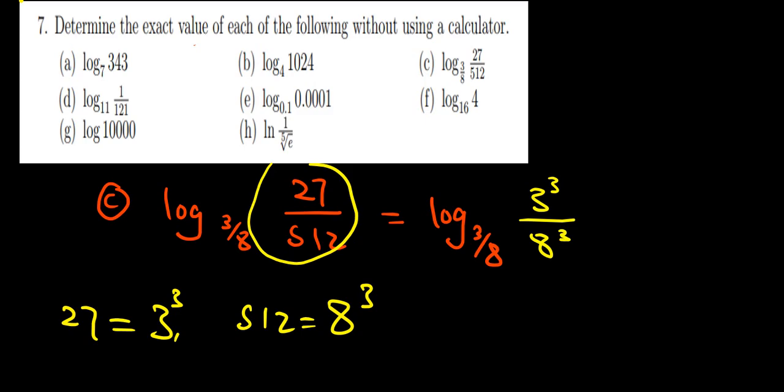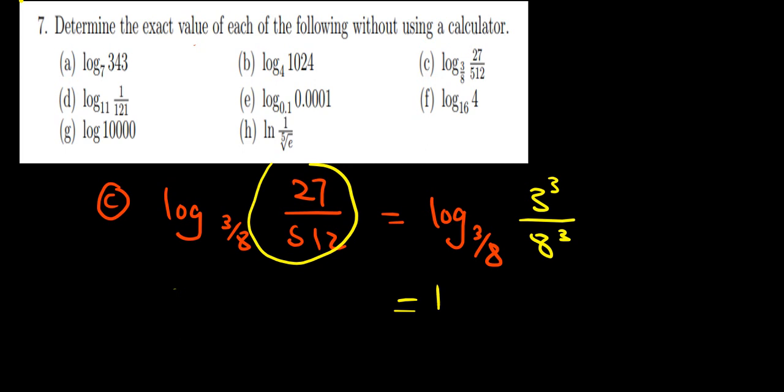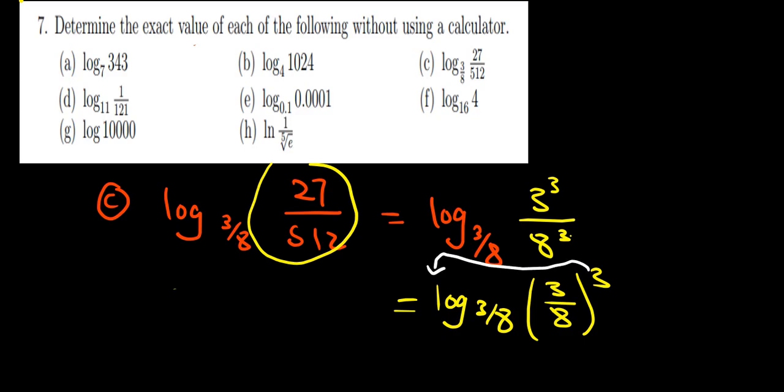Since we have the same power there, we can factorize the power, so we have 3 over 8, all to the power 3. From there we drop the power in front, so we're going to have 3 log base 3 over 8 of 3 over 8.